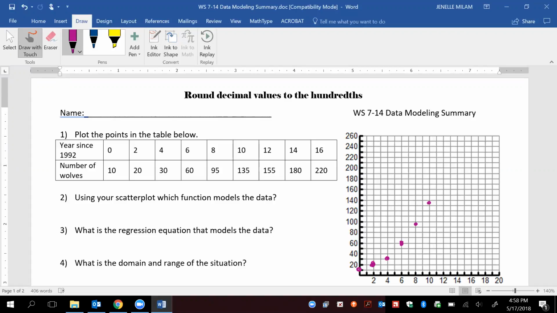12, 155. So here's that. And then 14, 180. 16, and it is 220.